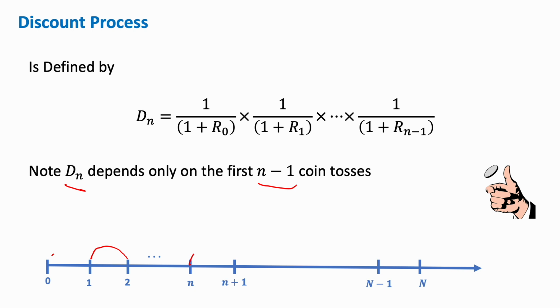So that will depend only on the first coin toss, and so on. If we look at the generic time period here, to be able to discount from time n plus 1 to today, that will depend only on the first n coin tosses as well. And this is all we mean when we say discount process. Again, very simple stuff up to now.